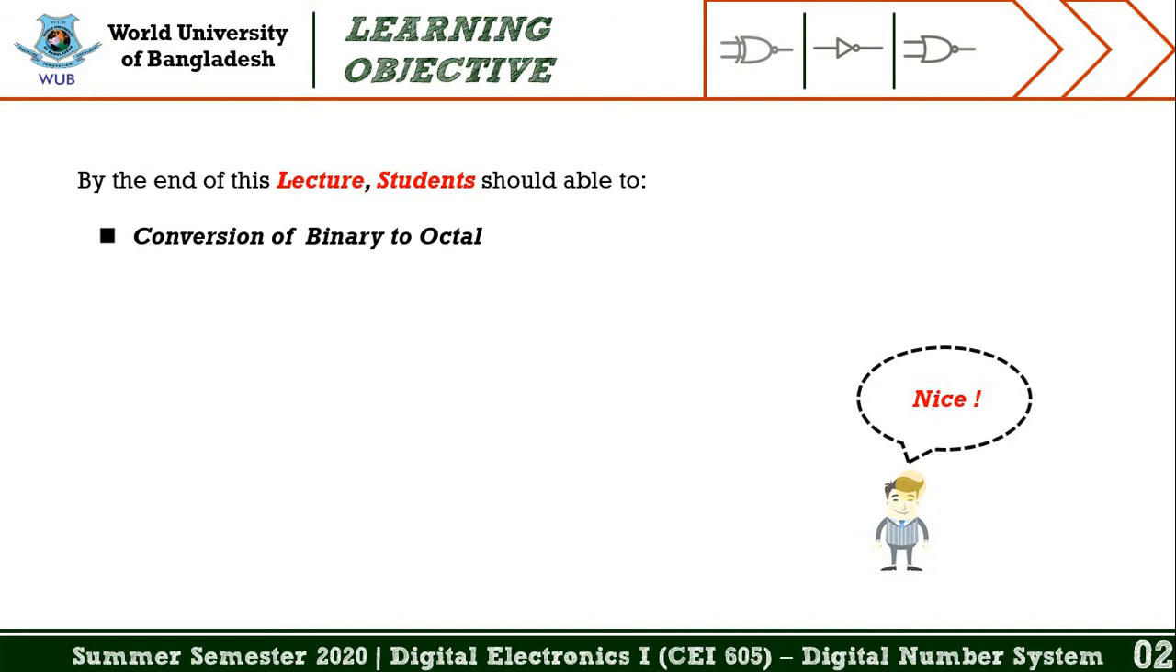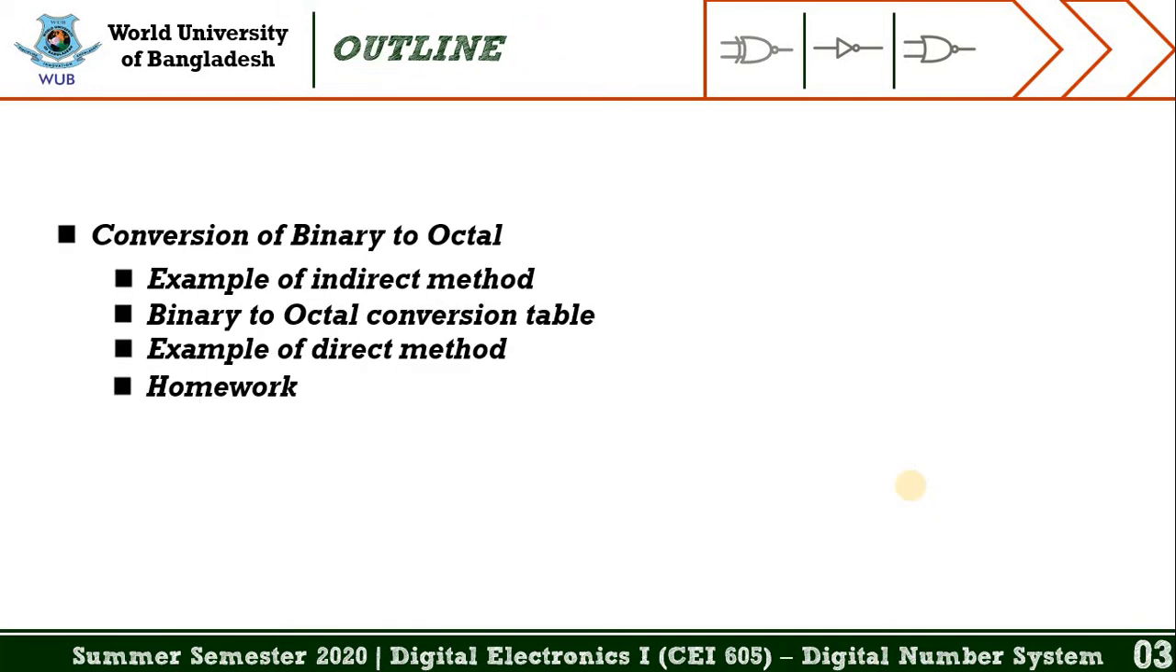By the end of this lecture, you will be able to convert a binary number into the equivalent octal number. So let's move into the next slide. This slide represents the overall scenario of this lecture. You may learn many things from this lecture, such as how to convert binary to octal, an example of the indirect method, an example of the direct method, and so on. So let's move into the next slide.